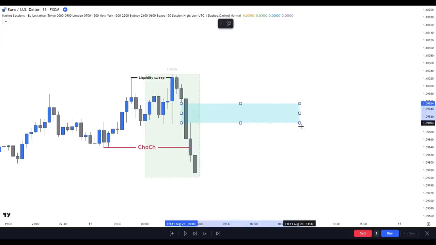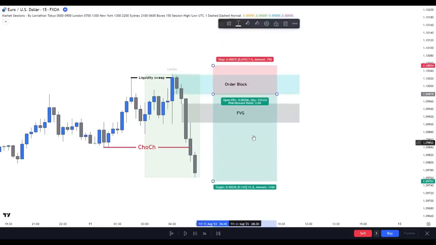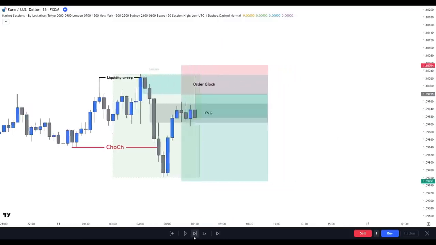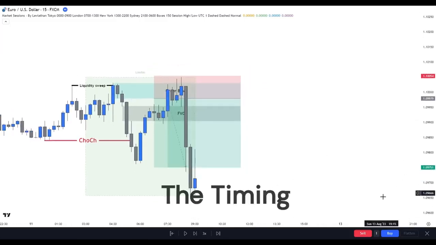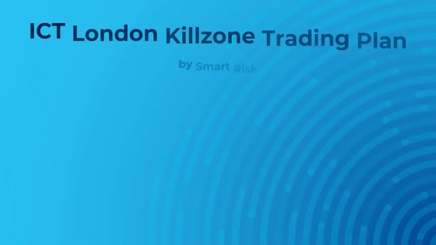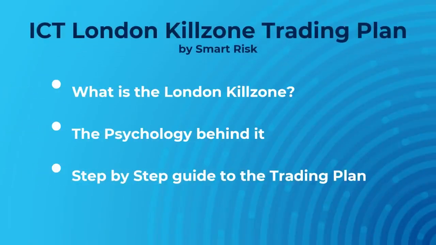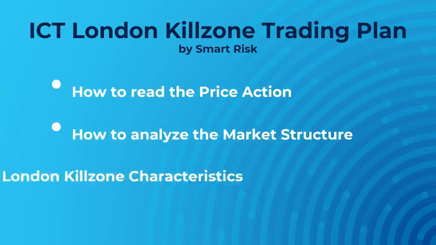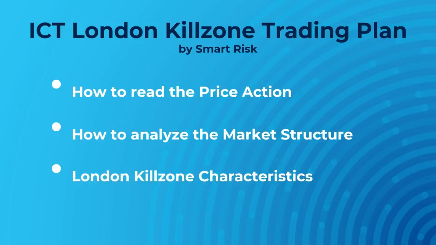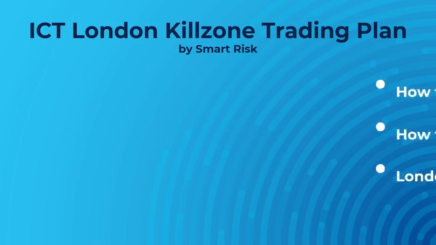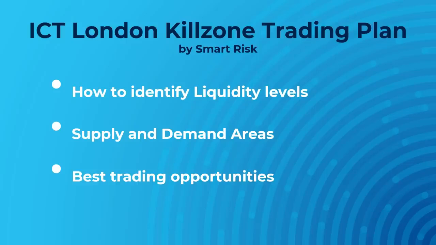If you're not familiar with the characteristics of market sessions and are simply executing trades at random times throughout the day, you are missing an important aspect of trading: the timing. In this video, we're going to share a powerful trading plan we have developed using the concepts of ICT killzones. We will explain what the London Killzone is and how to use this knowledge to your advantage. We will show you how to read the price action and market structure like a professional trader when the killzones start, and how to identify liquidity levels, supply and demand areas, and best trading opportunities.